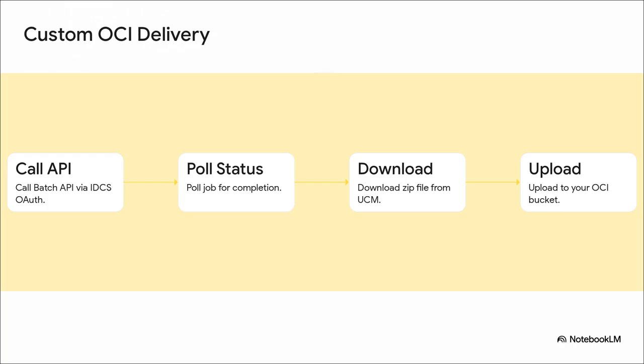Instead, you have to build a custom automation layer. You're going to use Fusion's identity provider, IDCS OAuth, to securely call the batch API, poll for the job's completion, download the zip file from UCM, and finally upload it to your OCI bucket using the OCI SDK. Basically, you own the delivery hop.